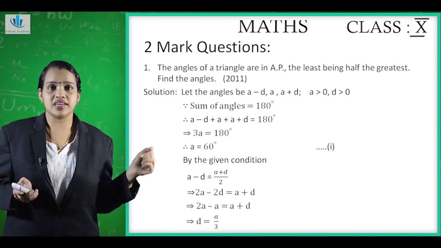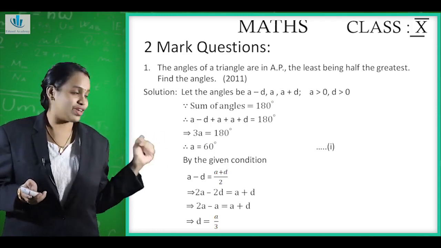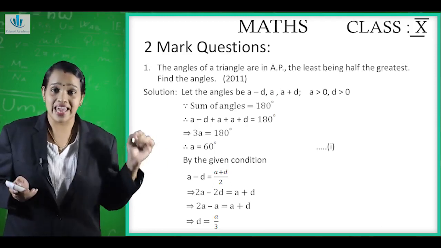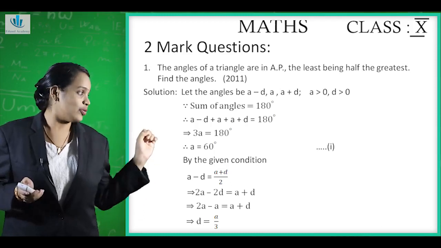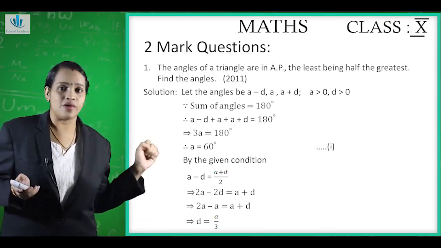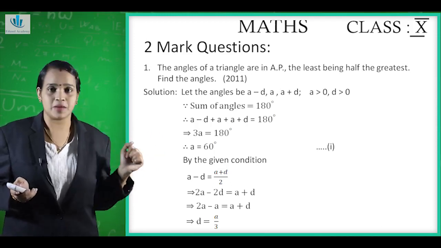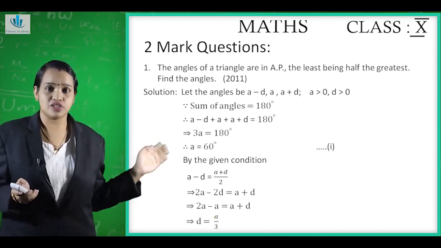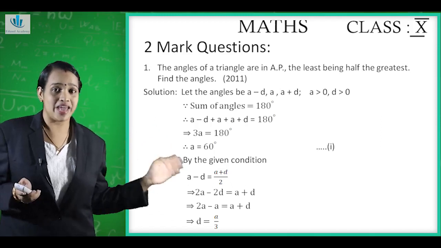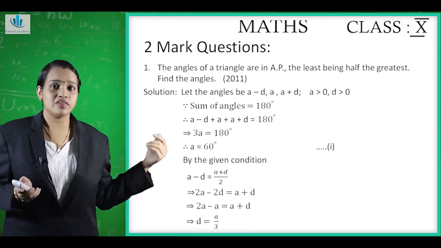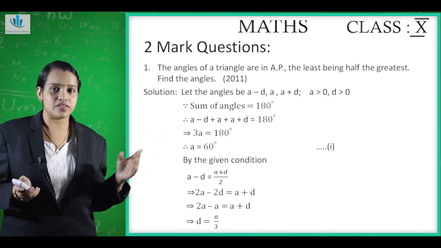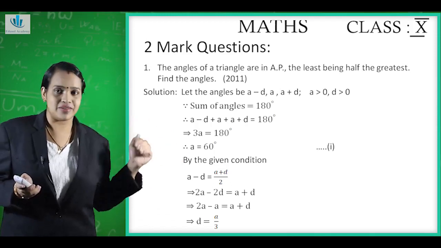By the given condition in the question, A minus D is equal to A plus D upon 2. Now how to solve it? We will take 2 on the other side, it becomes 2A minus 2D, which is equal to A plus D. Now A on one side, D on the other side we will take.